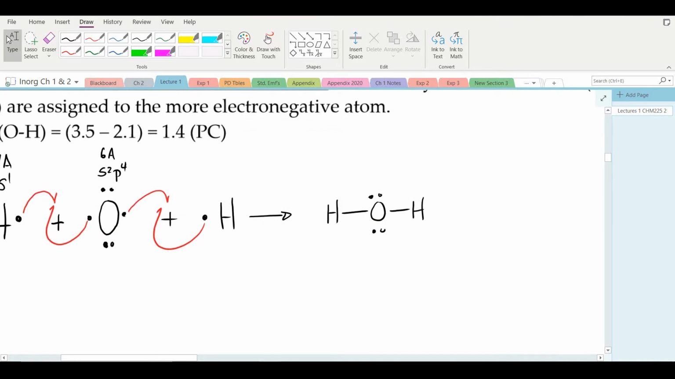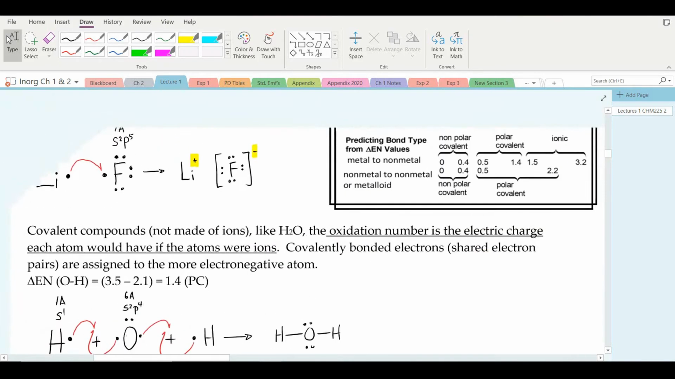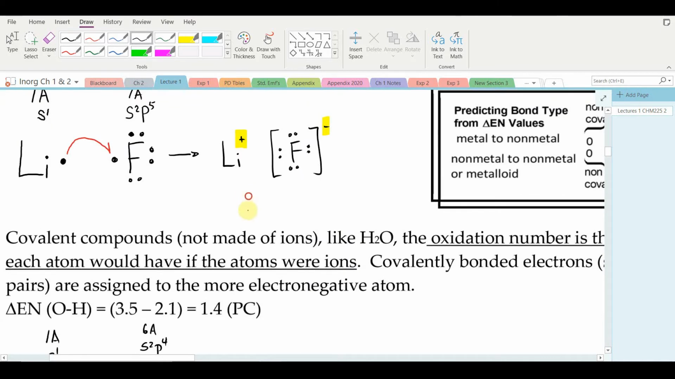Now these lines represent electron pairs that are shared. They're not necessarily shared equally, but they're certainly not ionic. Which reminds me, you must never write a structure like this, as I do see from time to time, for an ionic compound. This is not correct, because that implies electrons are being shared, and they're not.